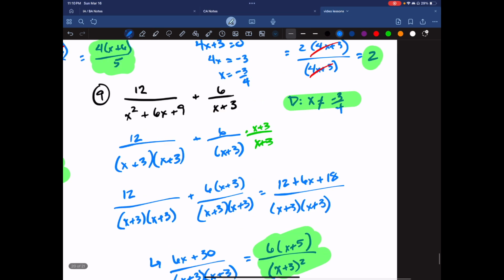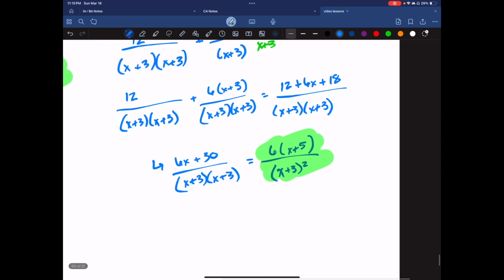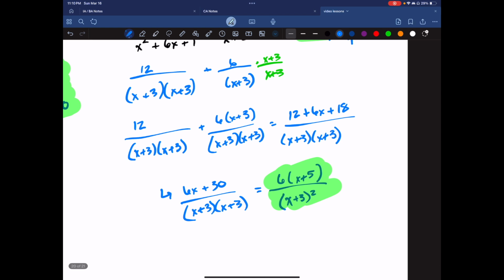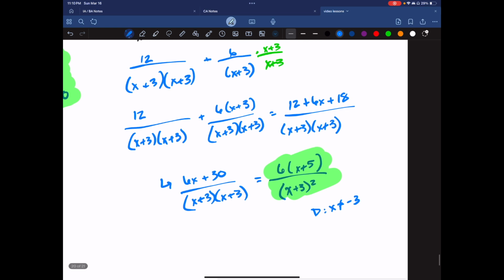All right, but your domain is simply x plus 3 all the way through. So your domain is x cannot be negative 3. Again, to find that out, you would have said x plus 3 equal to 0, solve for x, and you would get x equals negative 3. So that's why my domain changes signs.